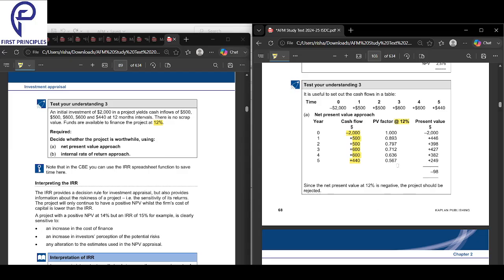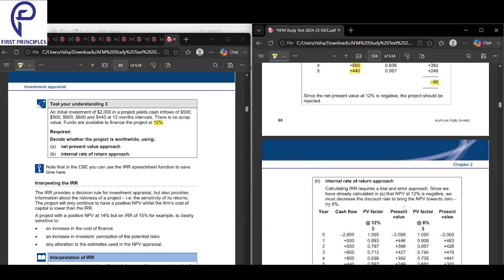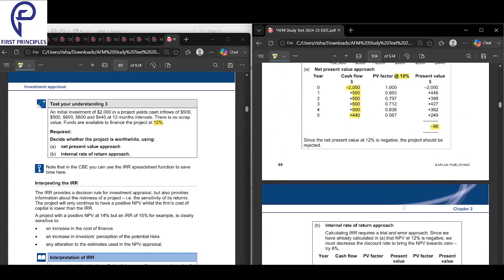So you take the present value factors throughout, and then you just take the discount factors. Multiplying the two, you get the present value of all, and you get the NPV. That is negative 98. Right? The NPV you've got is negative 98.